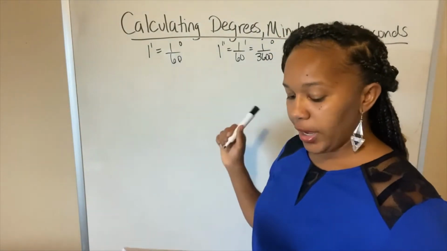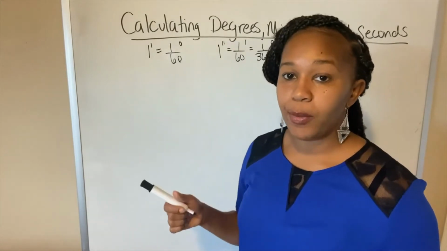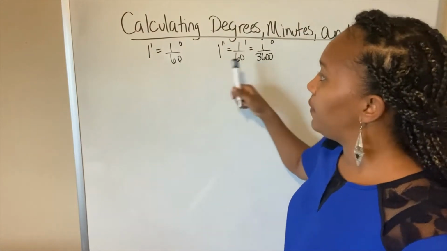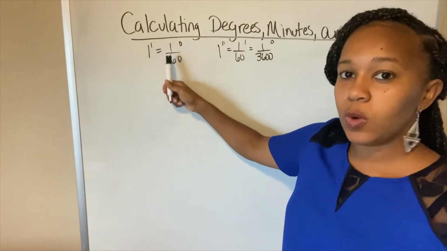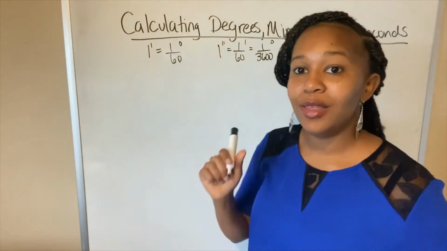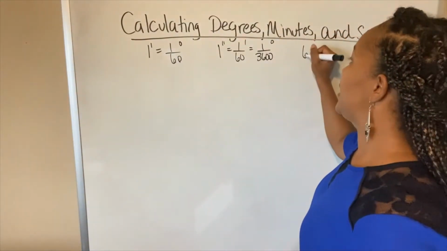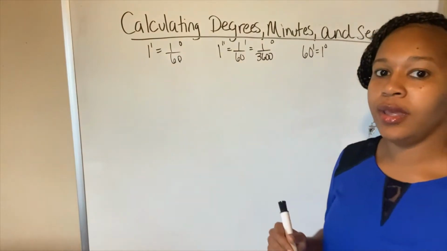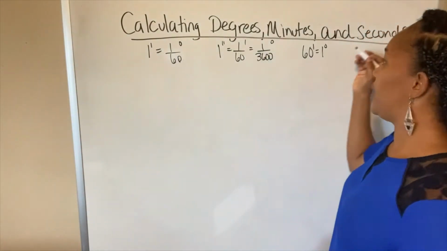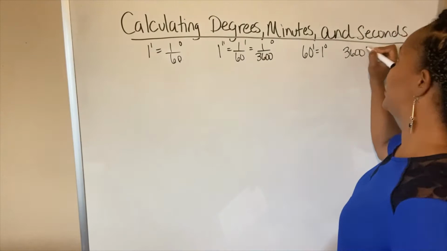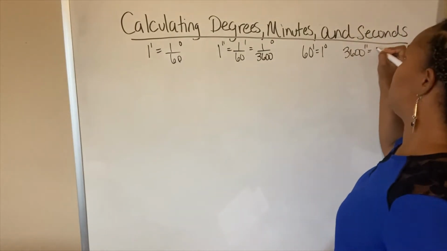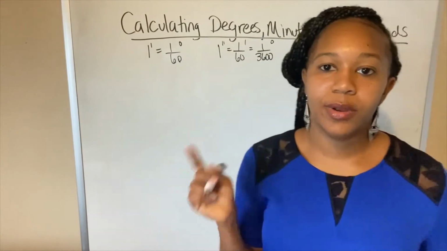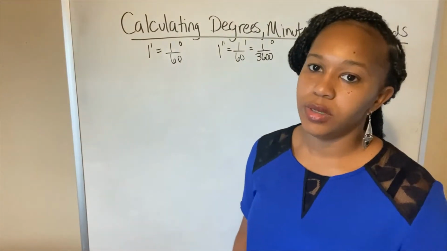Okay, so for example 1, we want to perform some operations. But one thing I want to say that I failed to mention earlier, I rewrote my definitions here. 1 minute is 1/60th of a degree. Another way of saying that is that 60 minutes is equal to 1 degree. And another way of saying this one is that 3,600 seconds is equal to 1 degree. Okay. So 60 minutes is 1 degree and 3,600 seconds is 1 degree, okay?